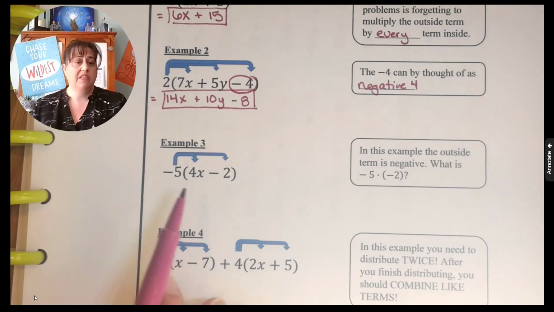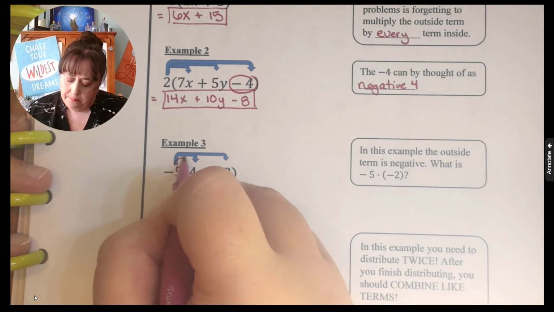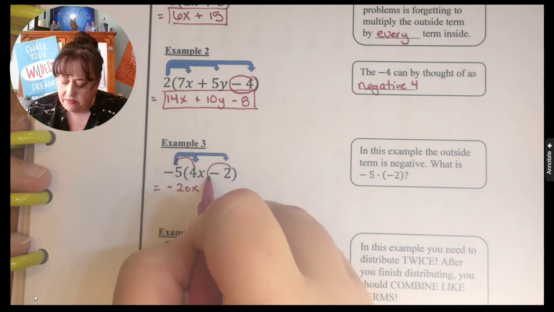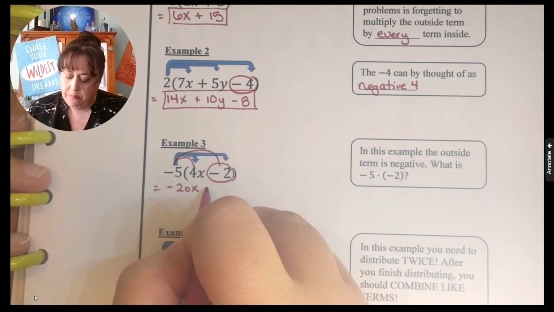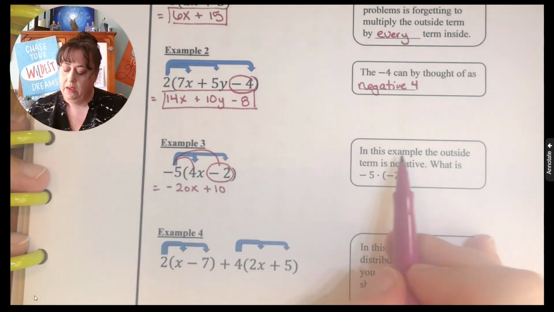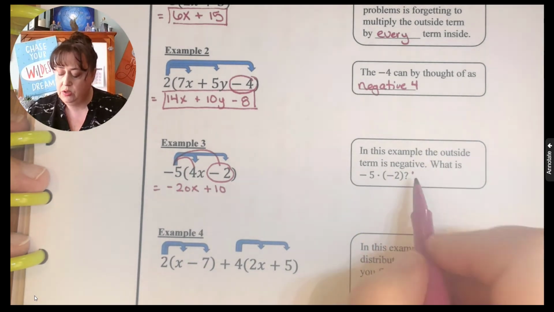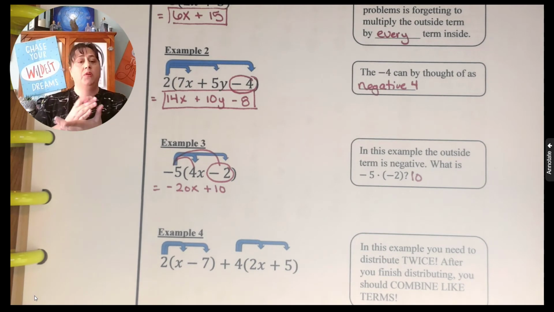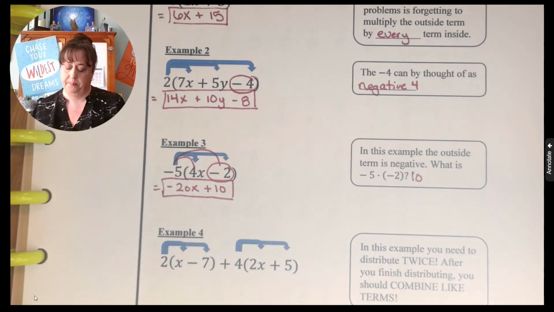So remember, this is going to be a negative 5. So negative 5 times 4 is a negative 20x, and this is a negative 2. So negative 5 times negative 2 is a positive 10. In this example, the outside term is negative, so negative 5 times negative 2 is a positive 10. And you just have to remember to put the positives and the negatives in front of the terms. They're not like terms, so we're done.